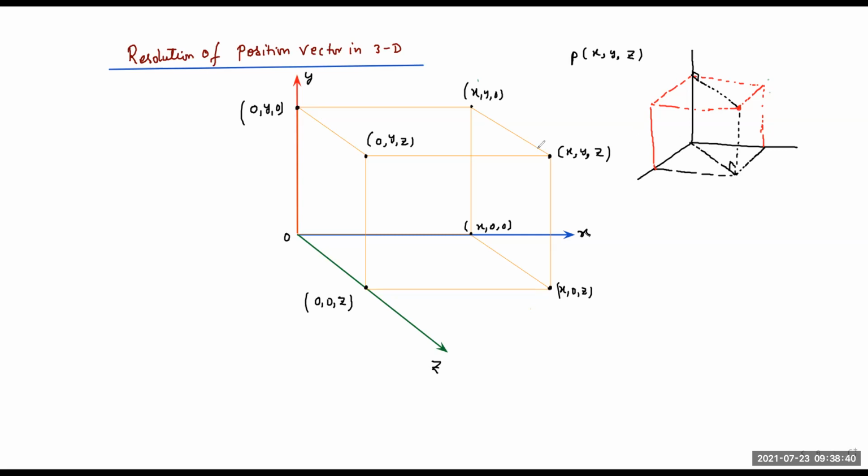I will call this point P, and the arrow which will join point P to the origin will be my position vector. This is called R in 3D. This is the R vector in three dimensions.